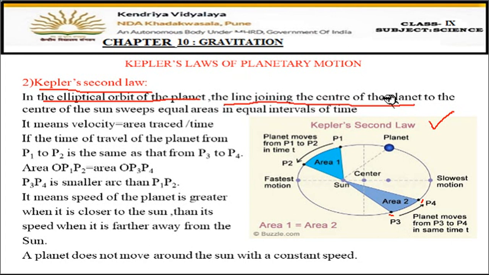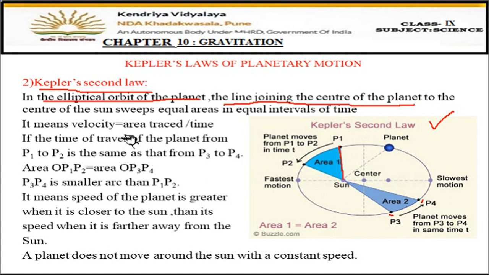The line joining the center of the planet to the center of the sun, this line, sweeps equal areas in equal intervals of time, right? That means the planet covers equal distance in equal intervals of time while moving around the sun. What is Kepler's second law? The line joining the center of the planet and the sun sweeps equal areas in equal intervals of time. So in equal time, the planet will cover equal areas around the sun.